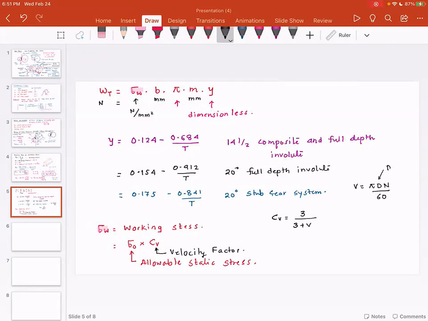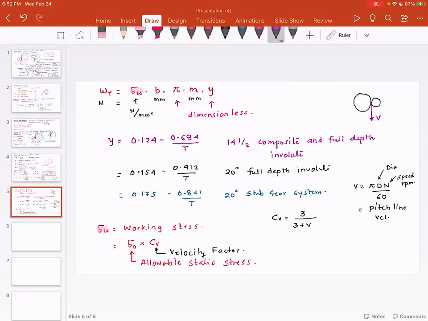So this is the diameter and this is the speed in RPM. And it doesn't matter whether you choose the pinion or the gear, the pitch line velocity, v, is going to be the same. So this is nothing but this velocity. So the pitch line velocity is going to be the same.